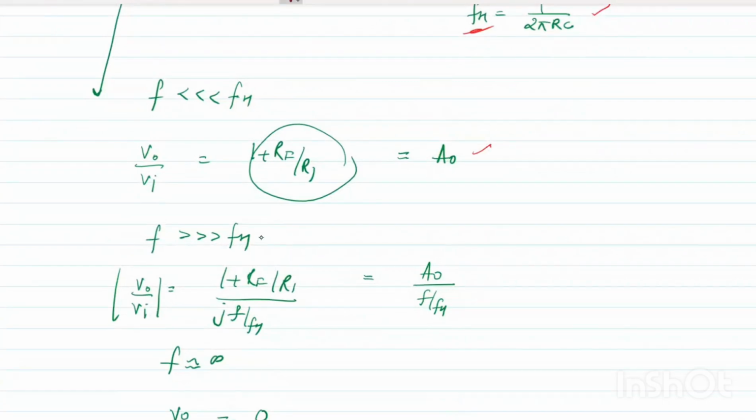When F is much higher than FH, at that time we can neglect the constant value 1. You have jF upon FH. That means the gain is inversely proportional to frequency. As frequency increases, gain decreases.